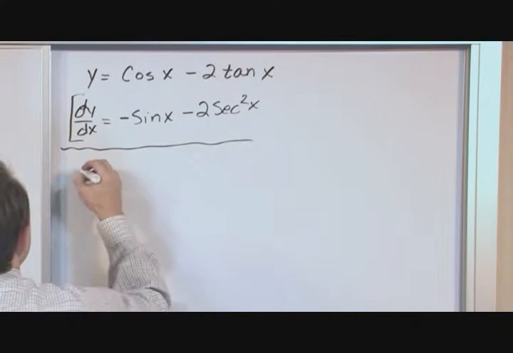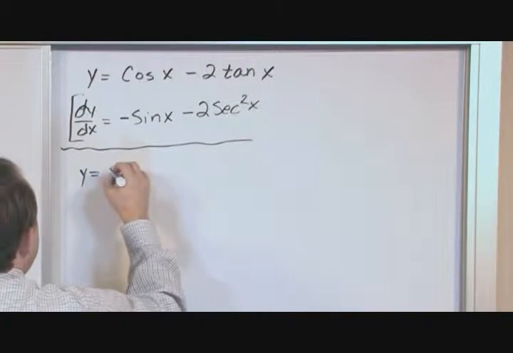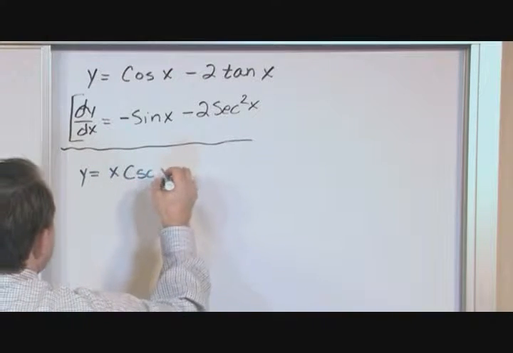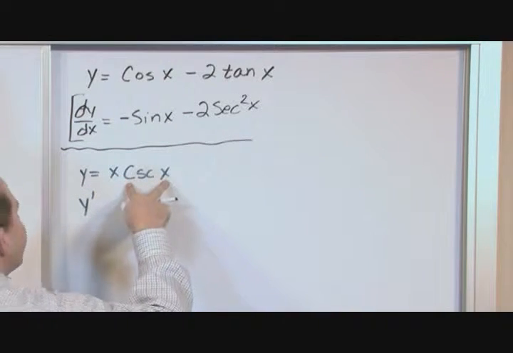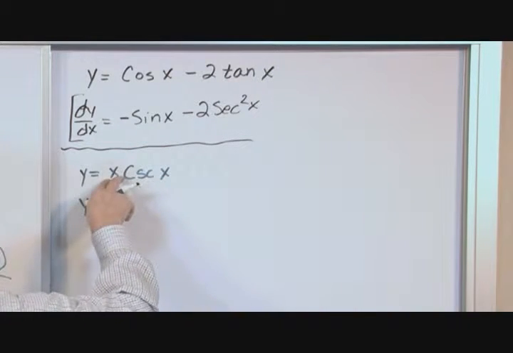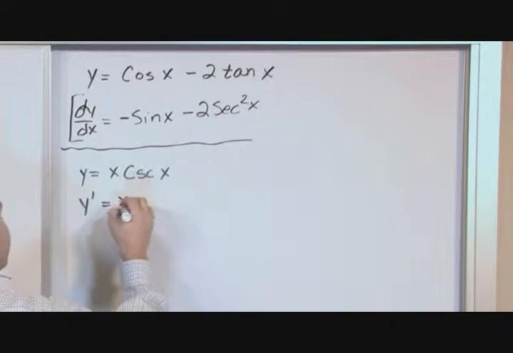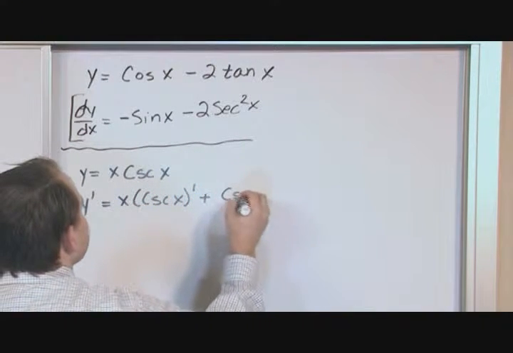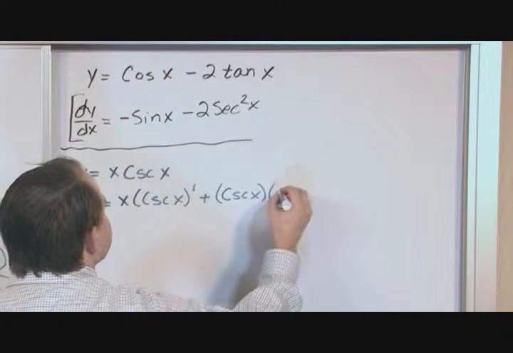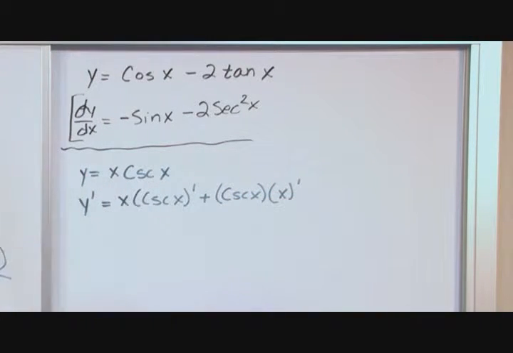What if we have y is equal to x times cosecant of x, and we want to take the derivative of that guy. This is a little more complicated because we have two functions multiplied by one another, right? So we want to take the derivative. We have to use the product rule. This times the derivative of this plus this times the derivative of this. Let's write that out. First term times the derivative of the second term plus the second term times the derivative of the first term.